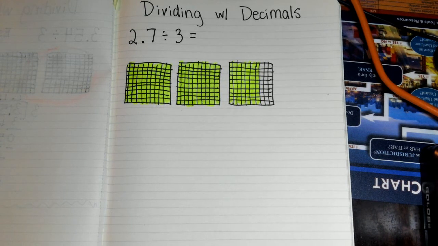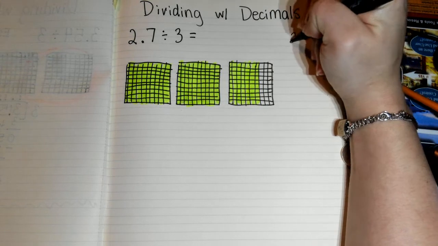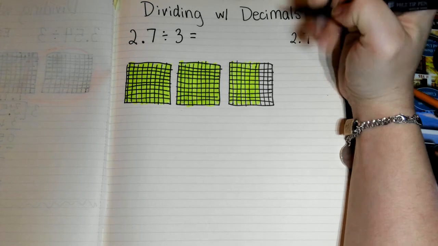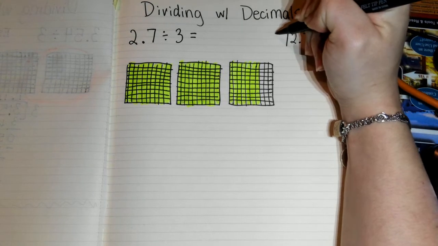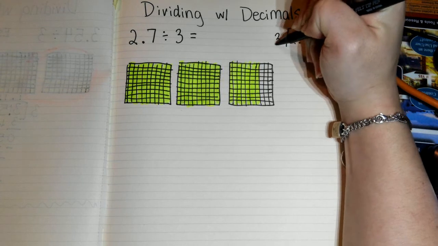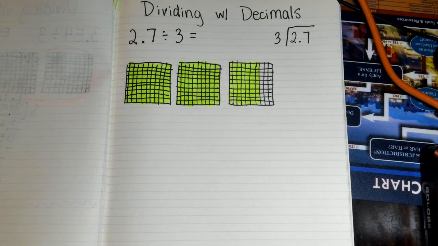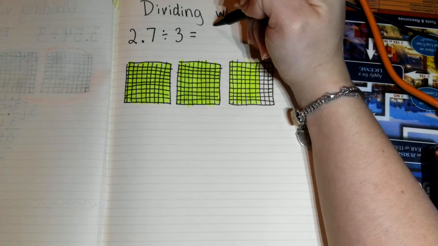So at this point, we can go ahead and just solve the problem with our usual long division method. So over on the side here, I'm going to do 2.7 divided by 3. But I'm moving a little far ahead of myself. I do want to estimate this problem first.